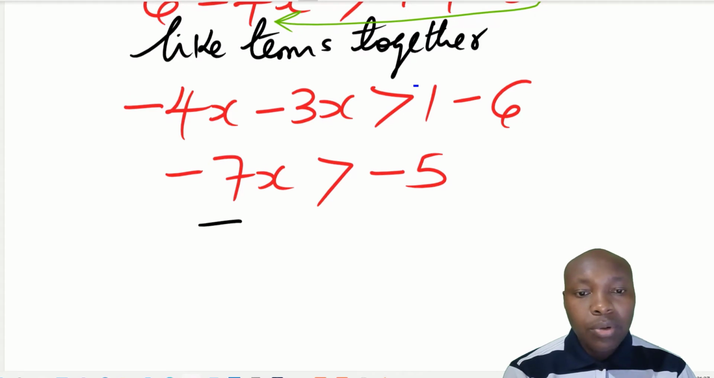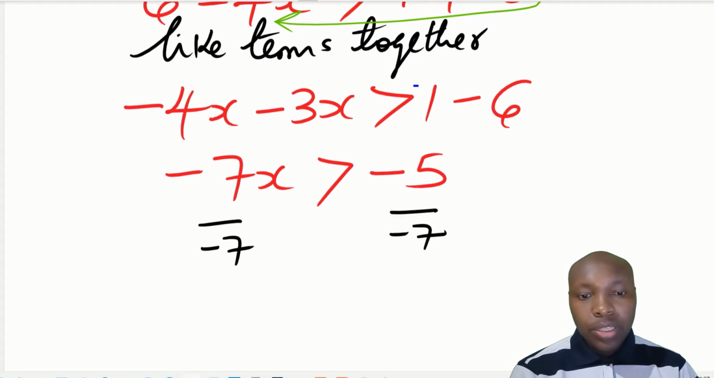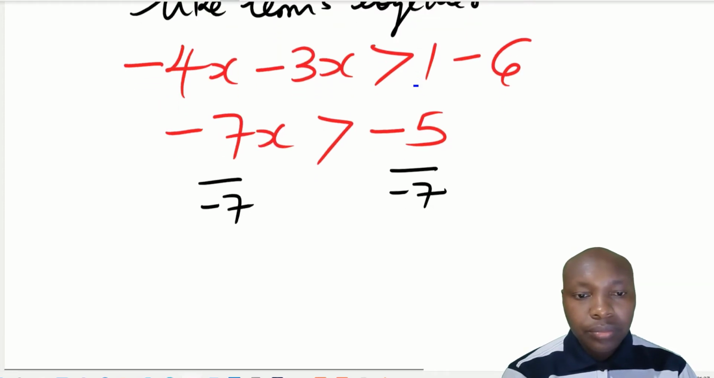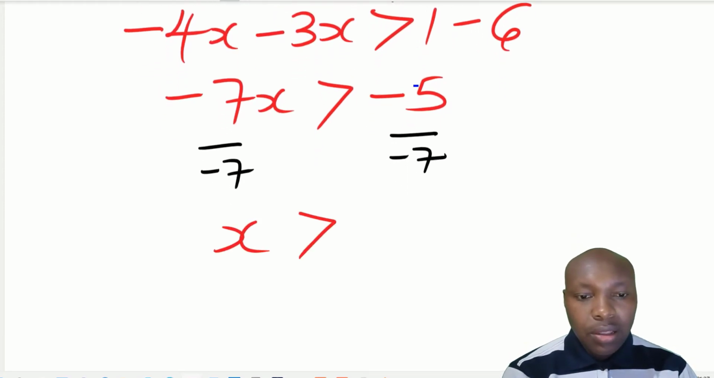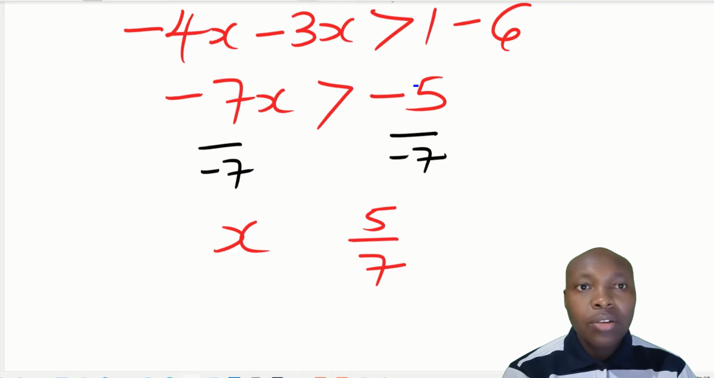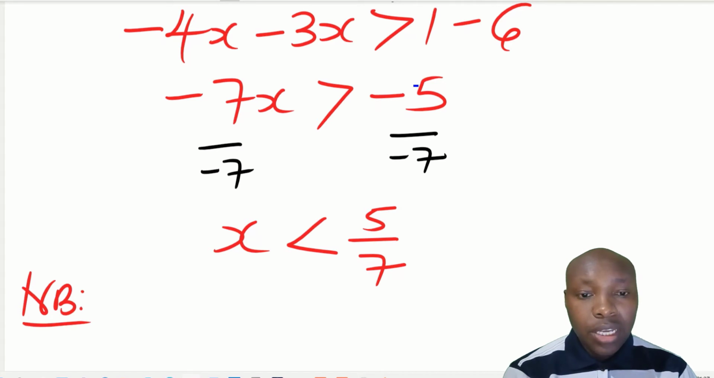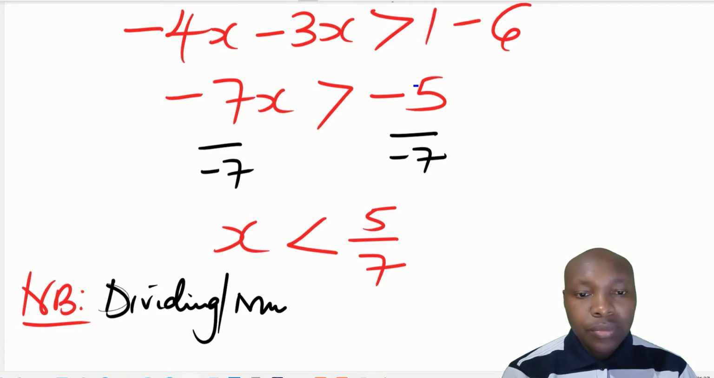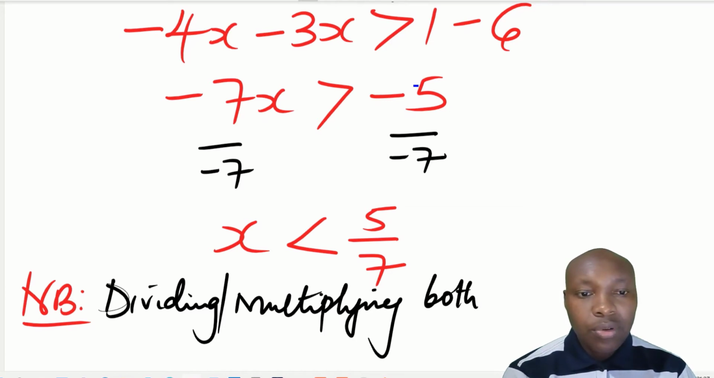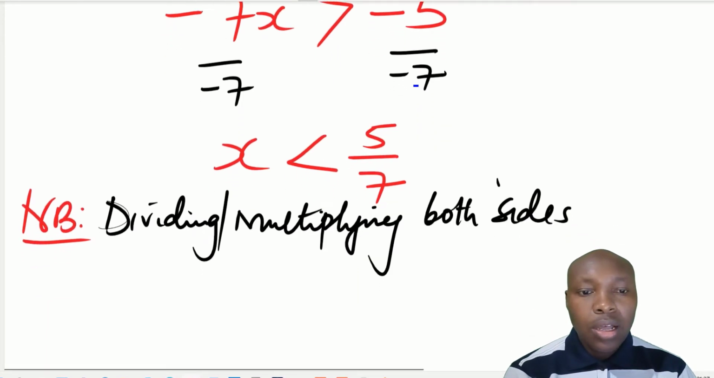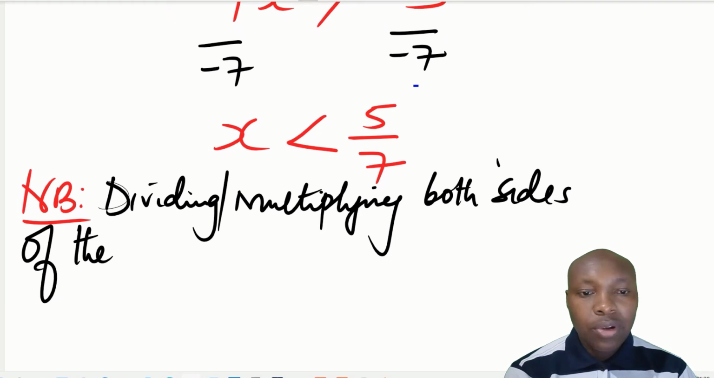And this we divide both sides by negative 7 in order to remain with x, and you get x is greater than 5 over 7. Now there's something here you need to be very careful about. When you divide or multiply both sides of the inequality by a negative number, the inequality sign changes to the opposite. That is why, after dividing both sides by negative 7, the inequality sign changes from greater than to less than. So x is therefore less than 5 over 7.